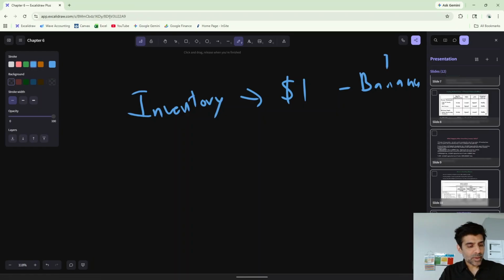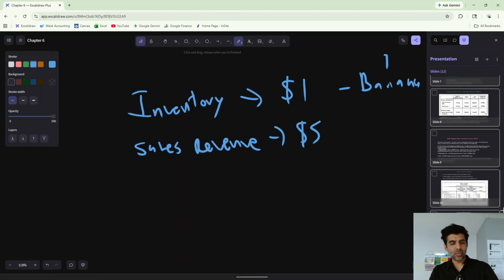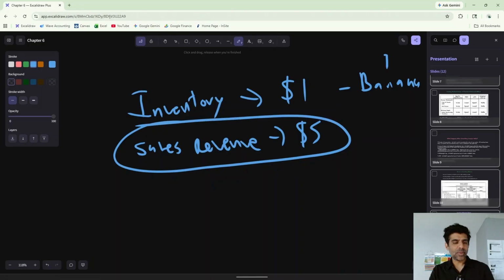Now, the sales revenue, that's going to be the driver for my gross margin, right? So if I sold this, sales revenue is $5. This is where the sales revenue is important for calculating the gross margin. Because let's say I sold 10 bananas, I'll have $50 of revenue, and I'll have $10 of cost of goods sold, right? This translates to the sale of 10 bananas.